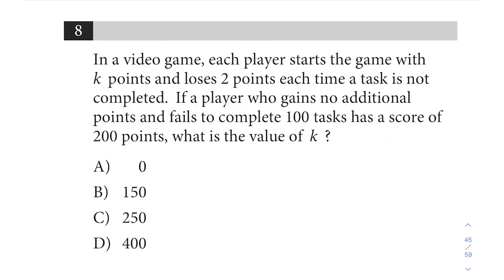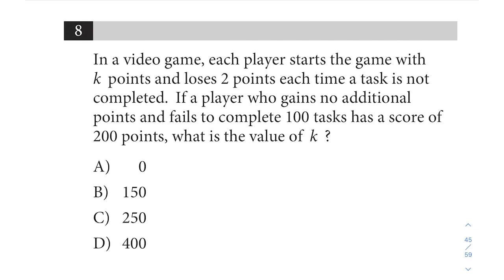All right, this is Chris, and we are taking a look at questions 8 and 9 from SAT Test 2 here in Section 4. So on question 8, it says, in a video game, each player starts the game with K points and loses 2 points each time a task is not completed. If a player who gains no additional points and fails to complete 100 tasks has a score of 200 points, what is the value of K?